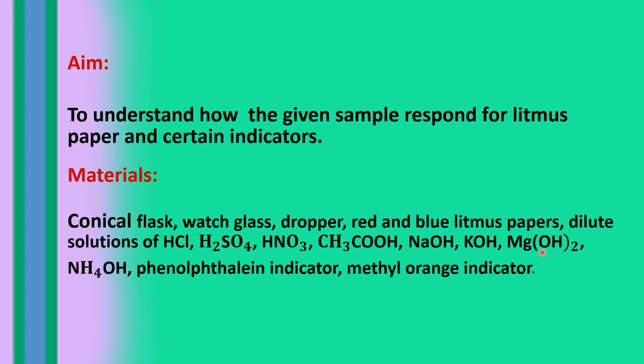So here all of them: HCl, H2SO4, that is the hydrochloric acid, sulfuric acid, nitric acid, acetic acid. These are the liquids. We have to take the dilute solutions. Sodium hydroxide, potassium hydroxide, magnesium hydroxide are the solids. We have to make the solutions of these also. And then ammonium hydroxide is a liquid. It should be diluted. So all the solutions we have to prepare as dilute solutions and then we have to conduct the activity. First, let us see all these materials. Okay.